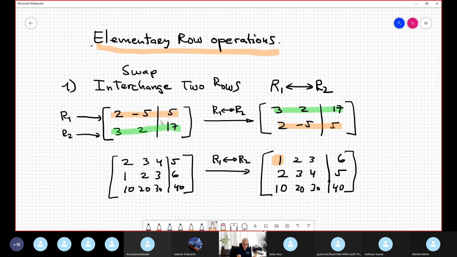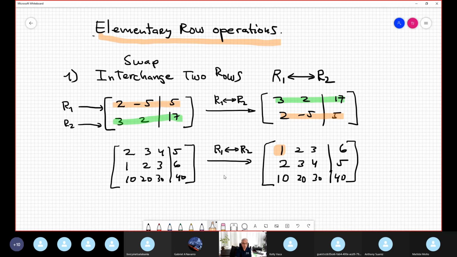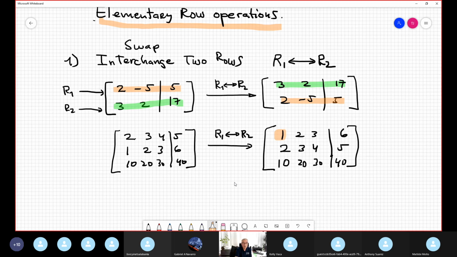Swapping two columns, no, it's illegal. You see in another algorithm that you can, but in Gauss-Jordan and Gauss elimination, no. It's interchange two rows. Column, no. Columns I will explain after, but in another topic.